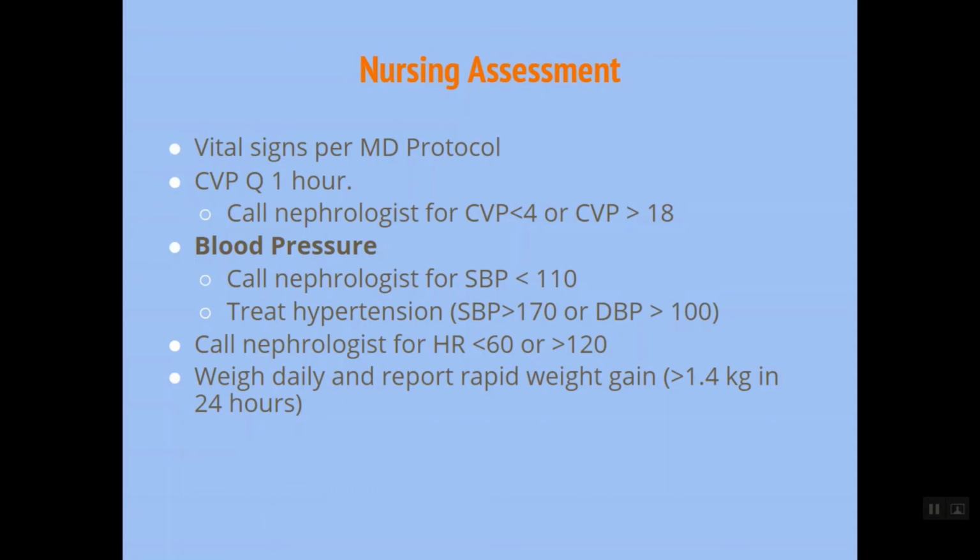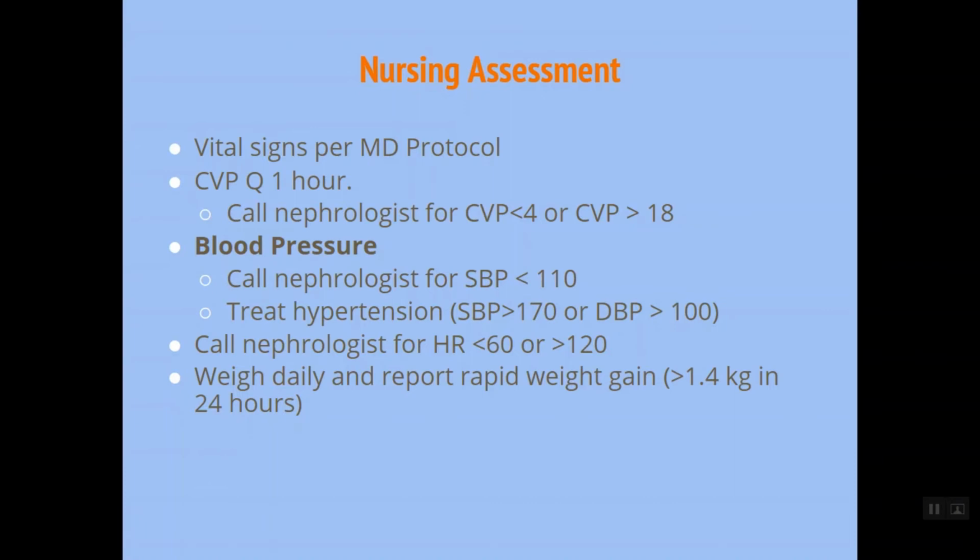Next, we're going to treat hypertension. Systolic pressures greater than, I apologize, it says 170, but it's actually 180, or diastolic pressures greater than 100 are going to be treated either with labetalol or hydralazine. If the patient is bradycardic, do not give them labetalol. Give them hydralazine instead, because it's not going to affect their heart rate like labetalol will, since labetalol is a beta blocker. You're going to notify the nephrologist if they are bradycardic or tachycardic greater than 120.